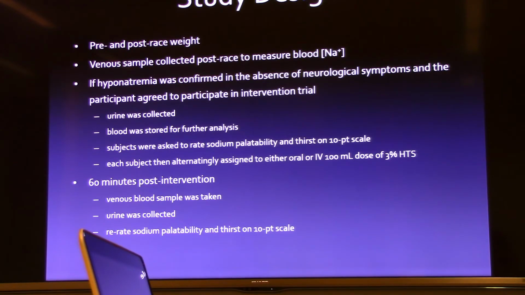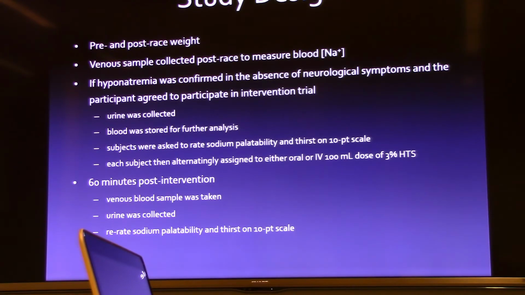So just as in the previous study, they wanted to measure the athlete's weight pre and post. They also took sample after the race to measure their sodium concentration to confirm that they have hyponatremia. And if this was the case, and the athlete did not have any neurological symptoms and agreed to participate in the intervention trial, then urine was collected.